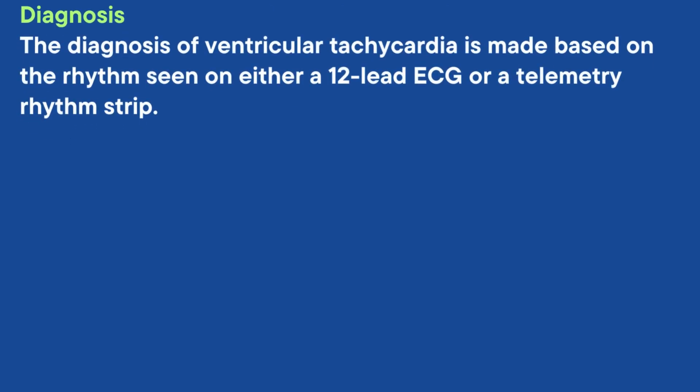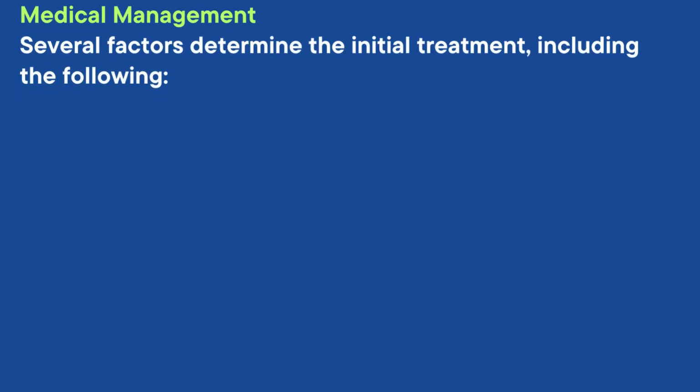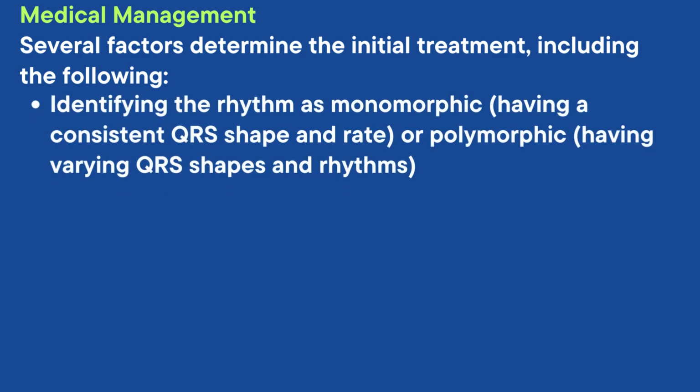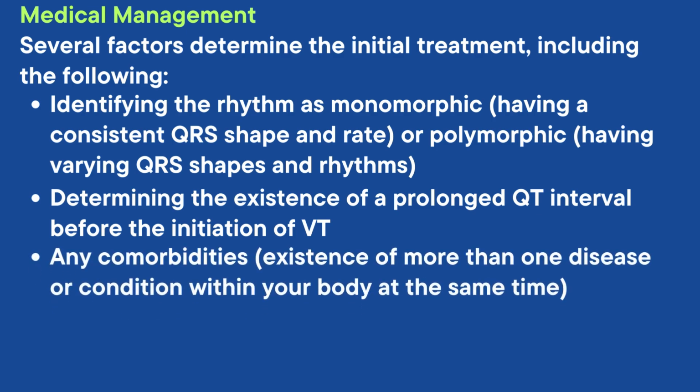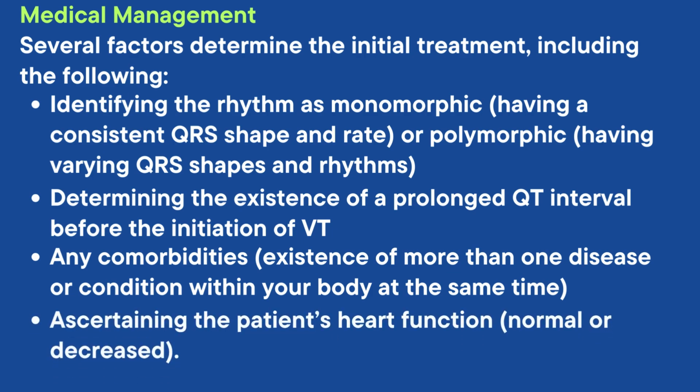The diagnosis of ventricular tachycardia is made based on the rhythm seen on either a 12-lead ECG or a telemetry rhythm strip. Management of ventricular tachycardia. Several factors determine the initial treatment: identifying the rhythm as monomorphic or polymorphic, determining the existence of a prolonged QT interval before the initiation of VT, any comorbidities, that is, existence of more than one disease or condition within the body at the same time, and finding out the patient's heart function, whether it is normal or decreased.